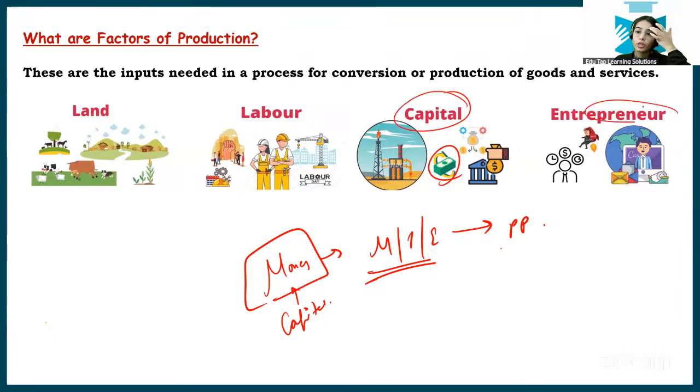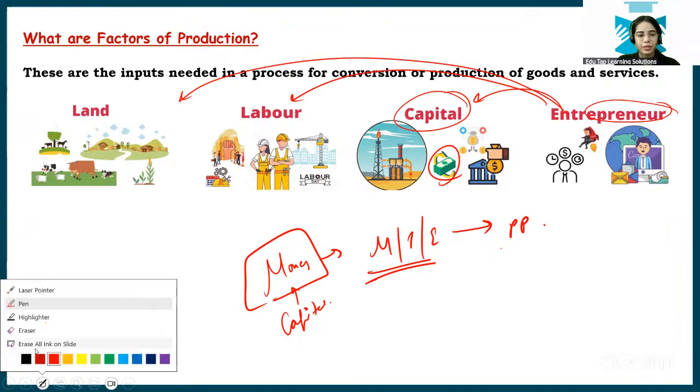Now next is entrepreneur. Entrepreneur is the one that is taking the risk, that is bringing the innovative ideas, that is bringing together the other factors of production so that the production can happen. Okay.